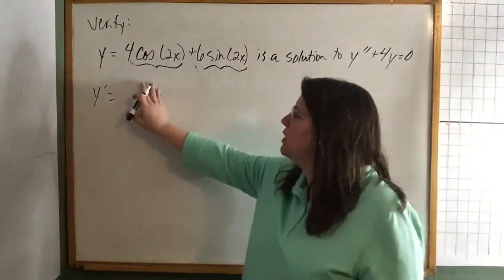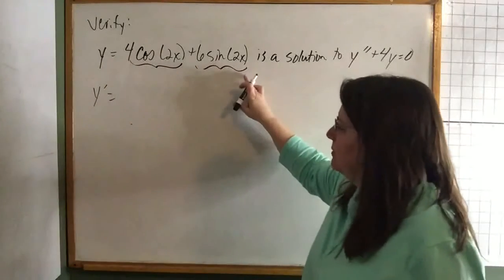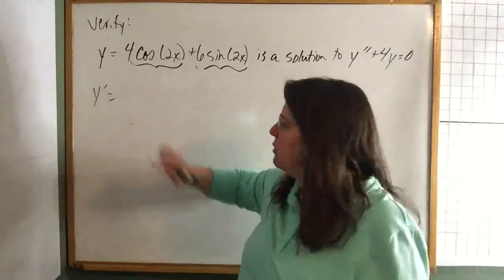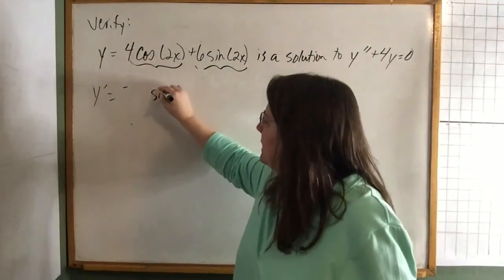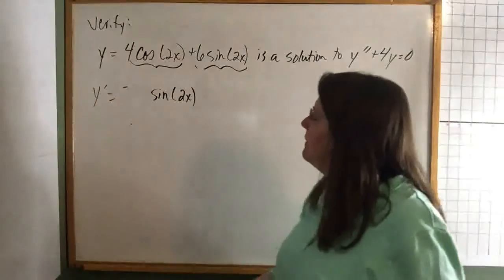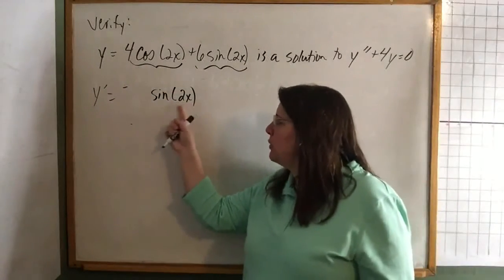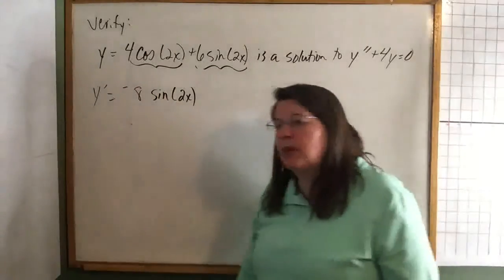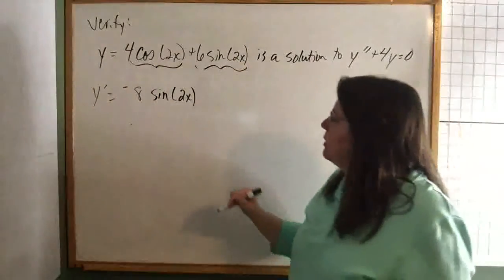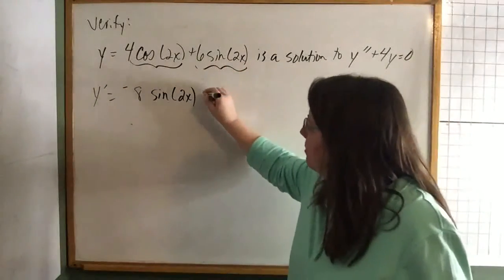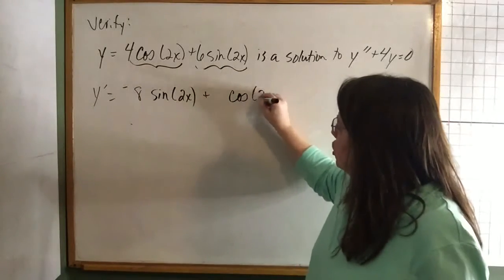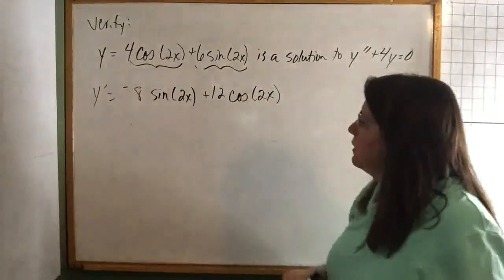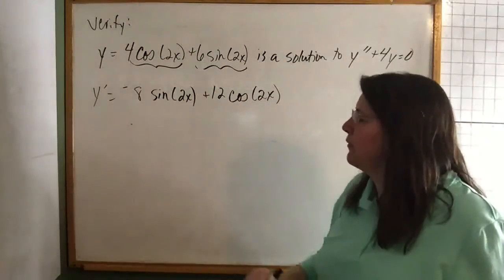So y prime is going to be equal to the derivative of each of these separately. The derivative of cosine is negative sine. So I'm going to have a negative sine 2x, and then I have to take the derivative of the angle part, which is 2, and multiply that 2 by the number that was in front. So 2 times 4 is 8. For this term, the derivative of sine is cosine, so I'm going to have a plus cosine 2x, and then I have 6 times the derivative of the angle, which is 12. So there's the y prime, the first derivative.